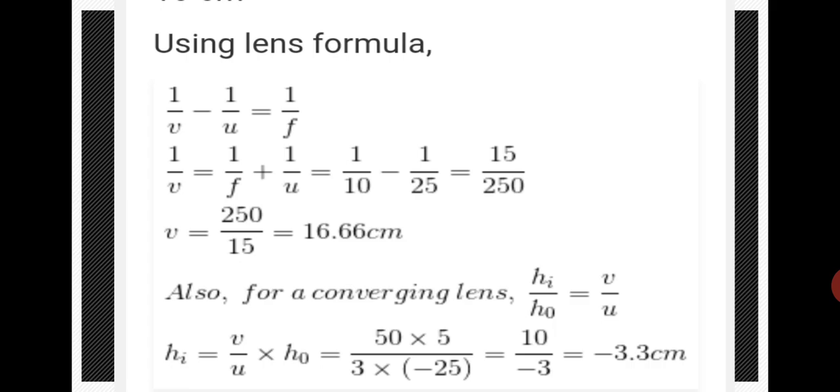What does this minus sign represent? It tells us that the image formed is an inverted image. And what does this plus sign in the image distance represent? That is, the image is formed on the other side of the lens. So what do we understand by the nature of the image? The image is a real and inverted image.